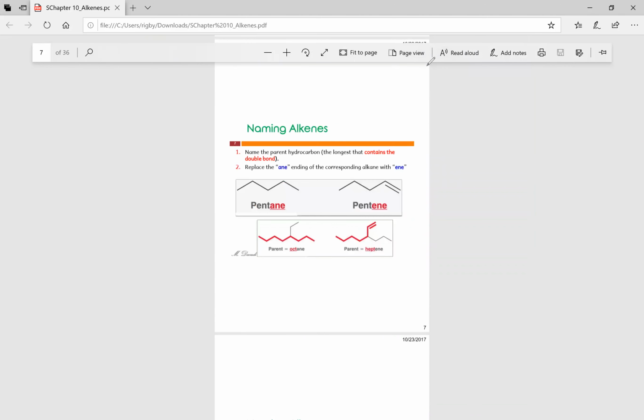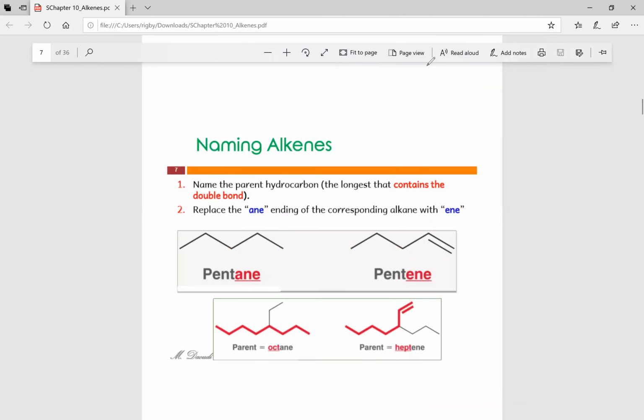Okay, so now we're getting to naming alkenes. So before, when we were talking about carbon-carbon bonds, we were talking about alkanes. Notice the difference in the ending of the name there. And so we can say, remember when we were talking about the base names for like methyl, ethyl, propyl, all that stuff? So what we can do is we can take the first part of that name.